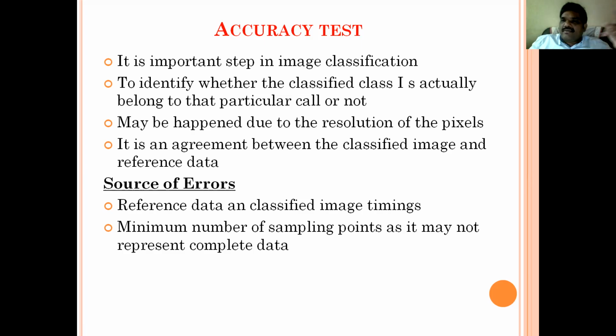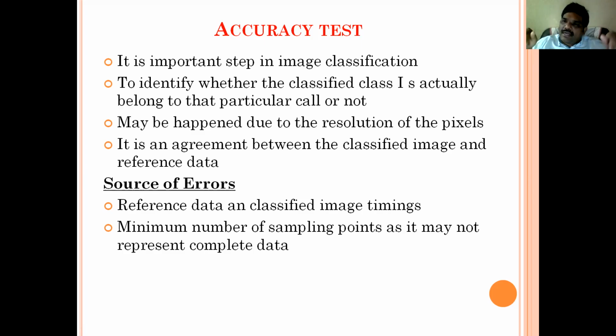So the timing, you must focus here, the timing. Because of the timings there might be occurrence of error. That is the first one. And the second one is minimum number of sampling points. See, in an area, the number of points has to be taken.